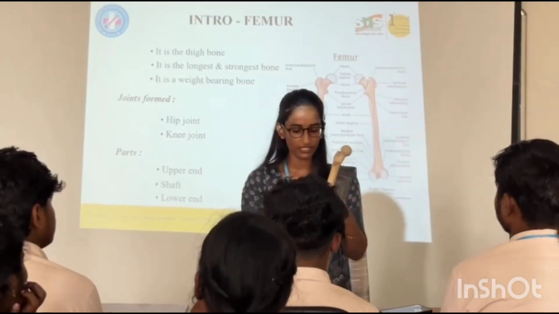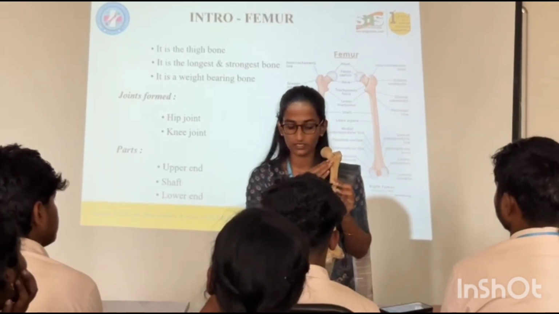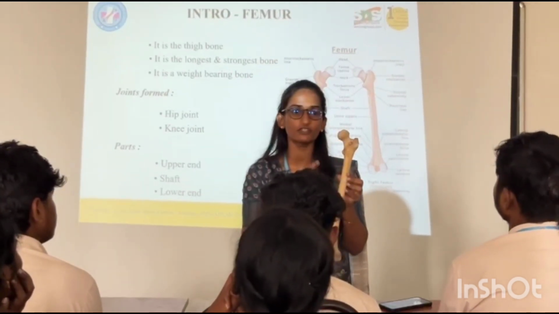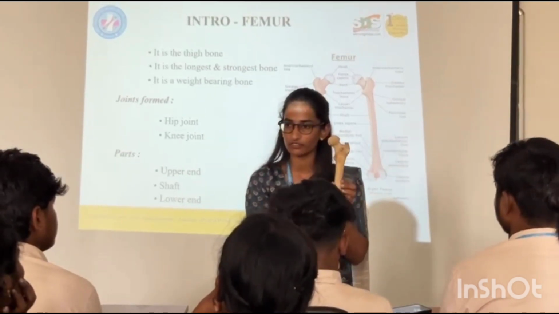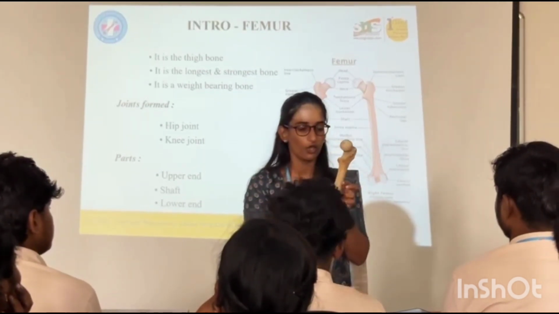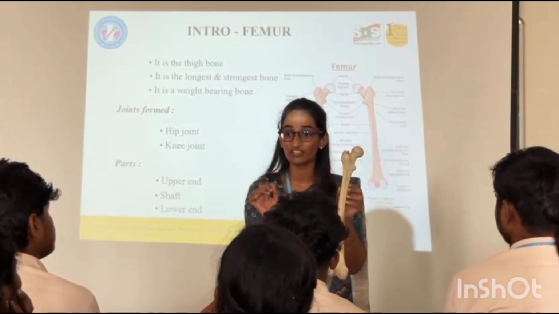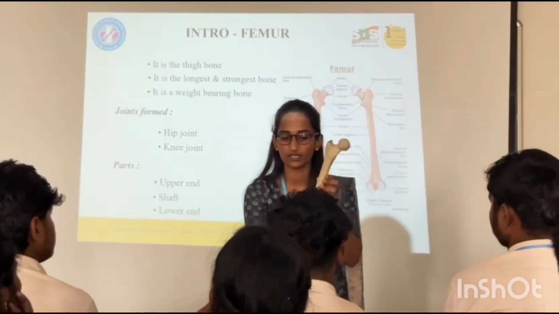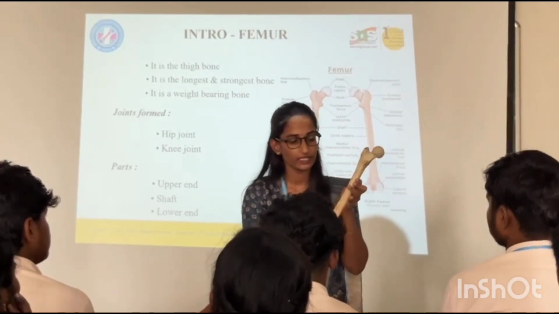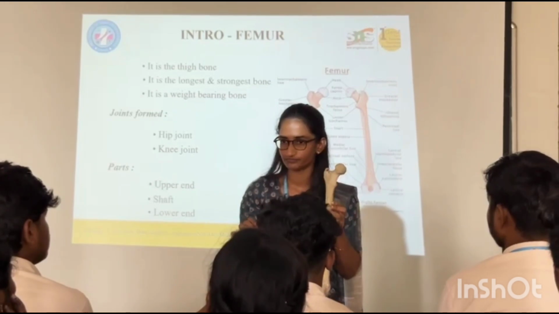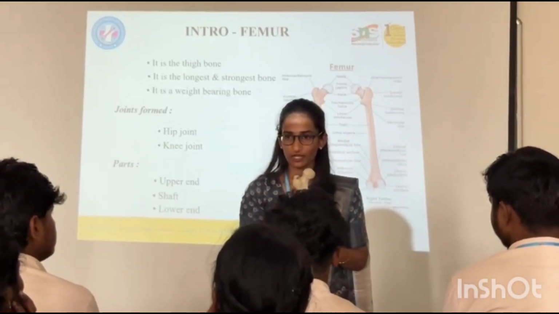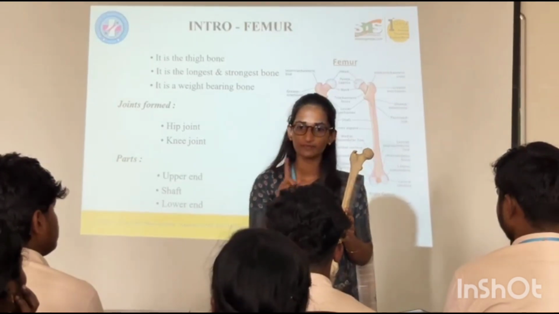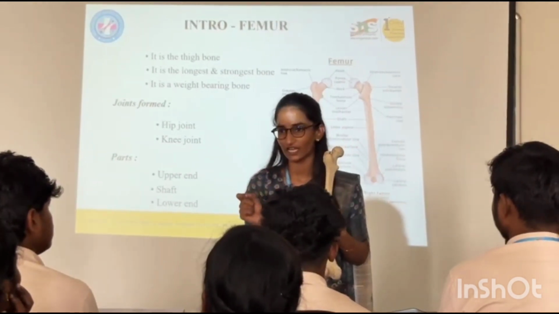In the shaft, on the anterior aspect we have a convex and smooth surface. All over, the anterior surface is only smooth and convex. On the posterior surface we have a ridge. You can see in this bone we have a ridge, and that is called the linea aspera. This linea aspera has two lips called the medial lip and the lateral lip.